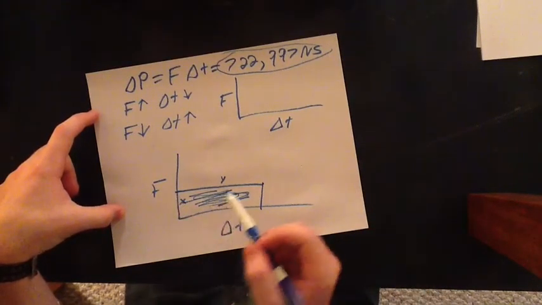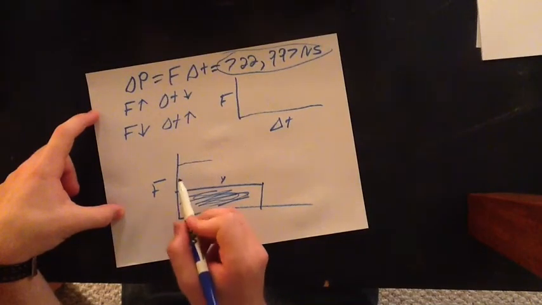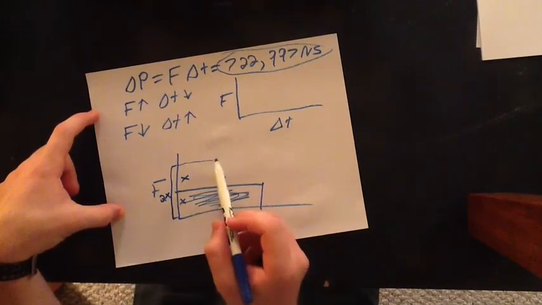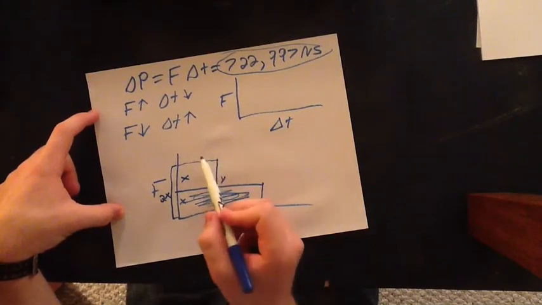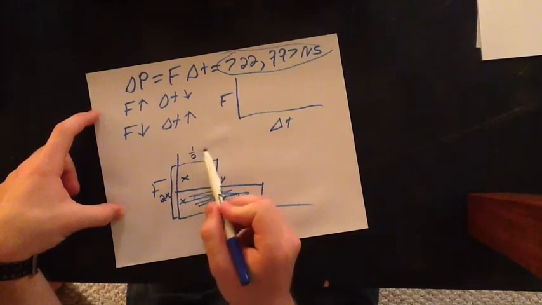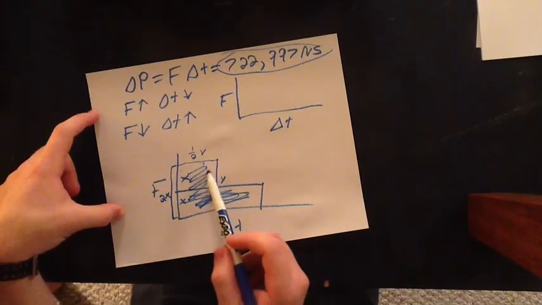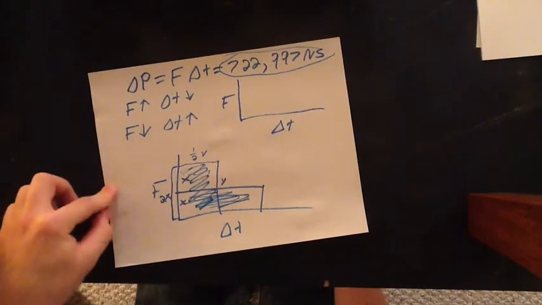However, if we increase this force, let's call it 2x, then the time would have to be cut in half. So we would only have 1/2 y. And under this graph, the area would also be 722,997 Newton seconds.